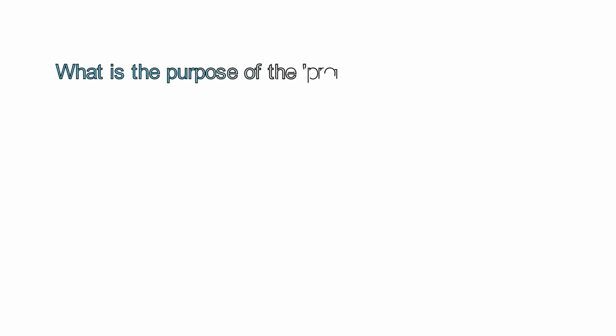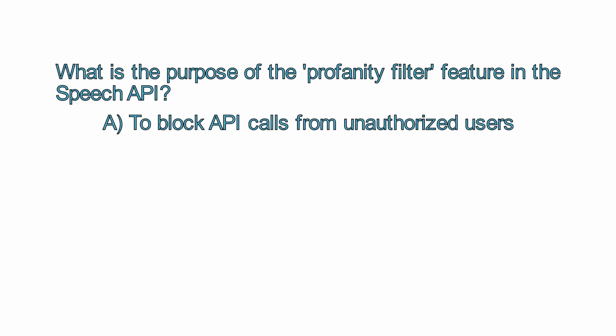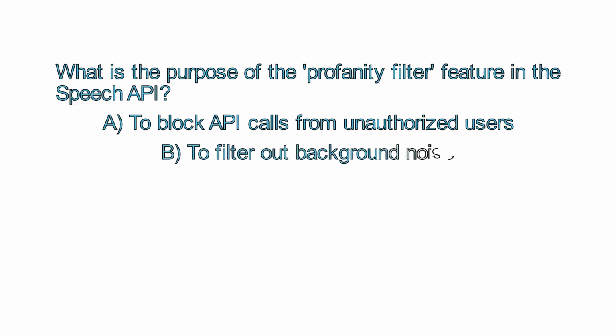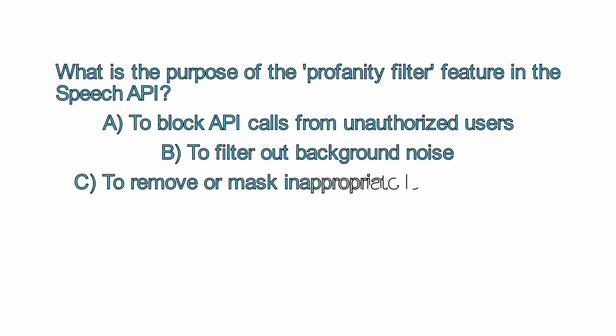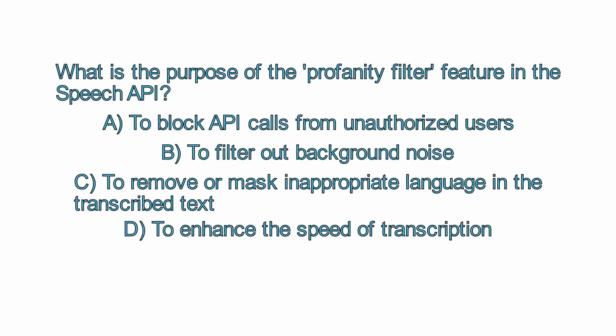What is the purpose of the profanity filter feature in the Speech API? A. To block API calls from unauthorized users. B. To filter out background noise. C. To remove or mask inappropriate language in the transcribed text. D. To enhance the speed of transcription.